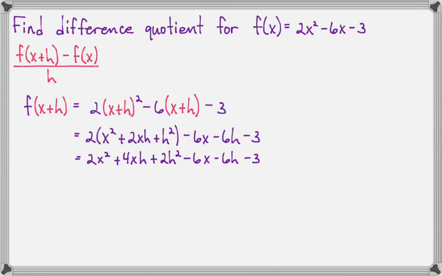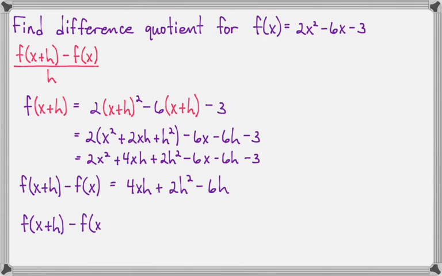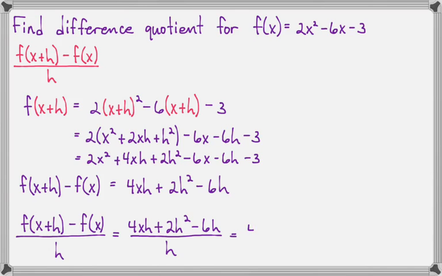Okay, now step 2 is to do the subtraction of f of x plus h minus f of x. But we know the shortcut is that all we get here are the h terms. 4xh plus 2h squared minus 6h. And then for step 3, we put h in the bottom, so it's going to be those 3 terms all divided by h, and that's going to cancel an h from each term. And there you have it. That is the difference quotient for this f of x.